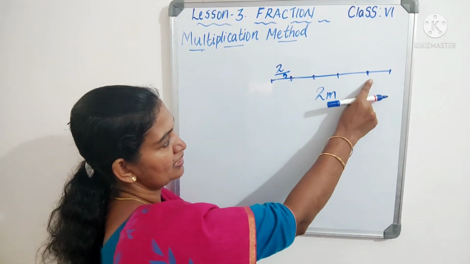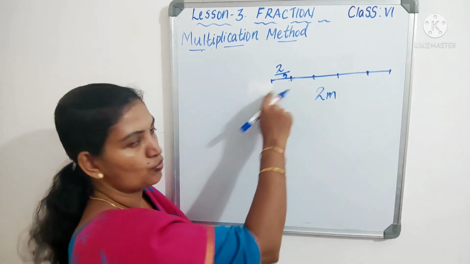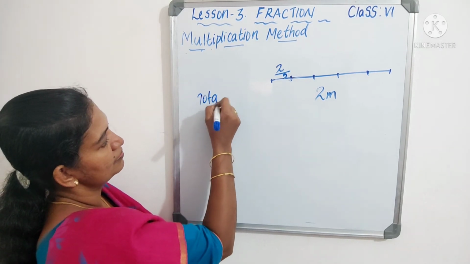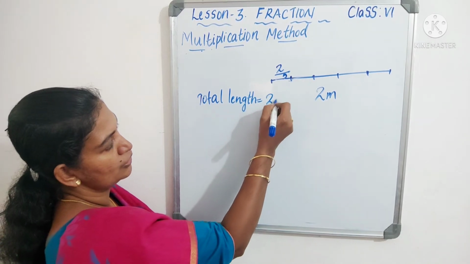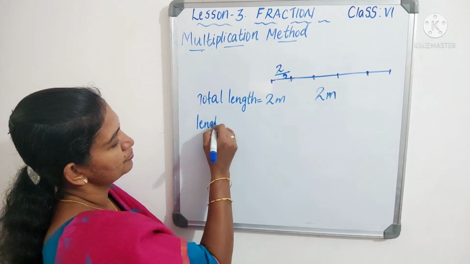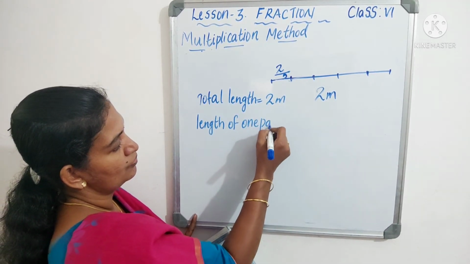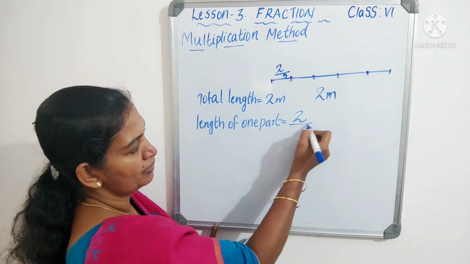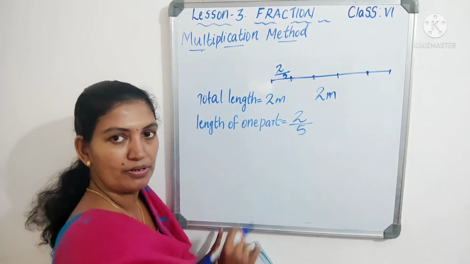So the total length is 2 meters, divided into 5 equal parts, so the length of one part is 2 by 5. We know that the length of one part is 2 divided by 5, because 2 meters is divided into 5 equal parts. So 2 by 5.